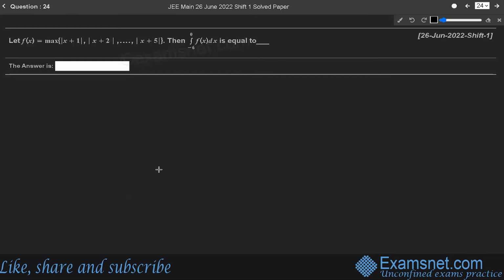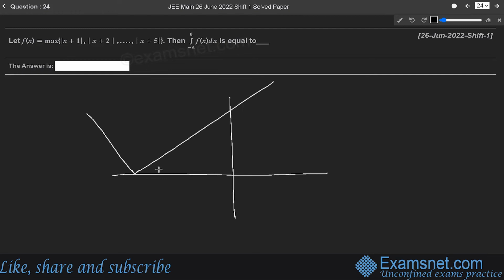Next question is, let f of x be equal to maximum of mod of x plus 1, mod of x plus 2, up to mod of x plus 5. Then integral of minus 6 to 0 f of x dx is equal to. See, this is a very, very interesting question. To understand this question, first let us make a required diagram. Consider this as the lines for the given function. These lines always pass through this way. This is the required lines according to the given function.